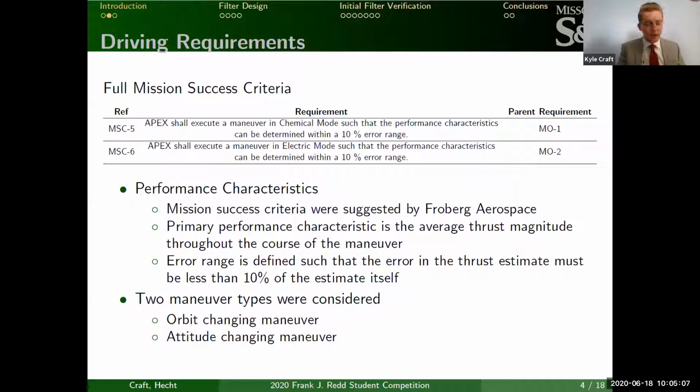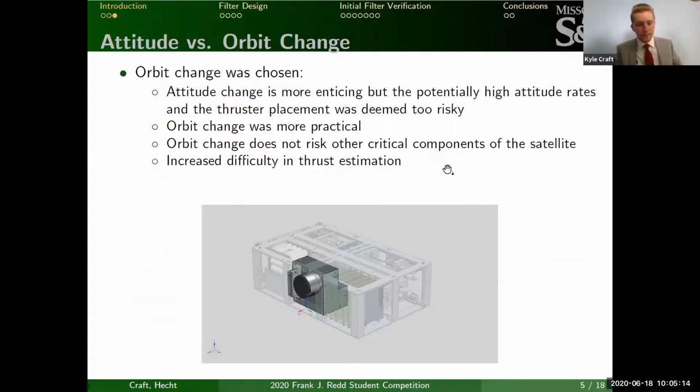So if we have a 100 Newton thruster, we want our one standard deviation of our estimate to be 10 Newtons. To do this, we've isolated two different maneuver types, an orbit changing maneuver and an attitude changing maneuver. Although an attitude change maneuver originally seemed more enticing due to the ability to easily back out thrust from gyroscope attitude rate measurements, an orbit change maneuver was chosen due to the potentially risky high attitude rates that could be achieved, particularly in chemical mode, that could damage critical components and increase difficulty of successfully downlinking data. Thus, an orbit change maneuver was ultimately the more practical choice, although it does pose an increased difficulty in accurately estimating the thrust.